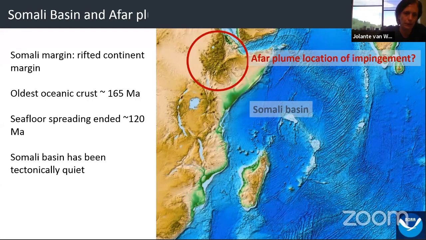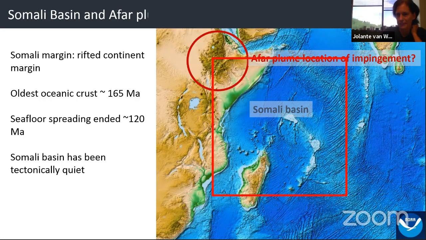Okay, a little bit more about this study area. The Somali Basin formed after rifting and continental breakup, after which Madagascar moved in a southward direction. That makes the Somali margin a rifted continental margin. Continental breakup occurred around 165 million years ago, and seafloor spreading in the Somali Basin ended by about 120 million years ago. So this means that the Somali Basin has been tectonically quiet for a very long time, and that is an important boundary condition for our method of constraining dynamic topography from the marine stratigraphic record.